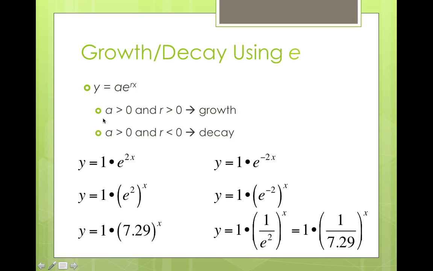Okay, so in these types of situations where you have exponential growth or decay with an e in it, it's not based on your base anymore, it's based on the r. Positive r is growth, negative r is decay.